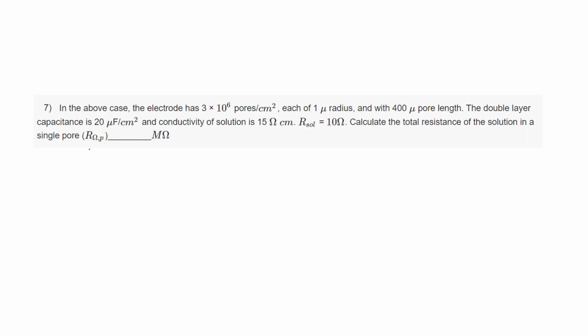In the above case, the electrode has 3 into 10 to the power 6 pores per centimeter square, and the radius of the pore is 1 micron, with 400 micron pore length. Double layer capacitance is 20 microfarad per centimeter square. Conductivity of the solution is 15 ohm centimeter. R solution is 10 ohms. Calculate the total resistance of the solution in a single pore in mega ohms.